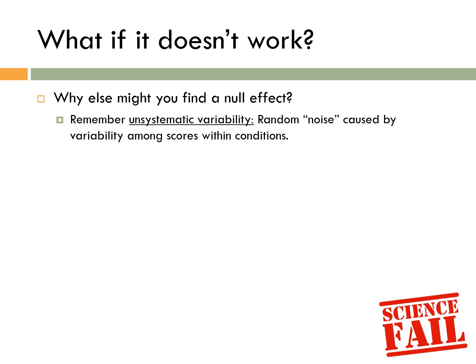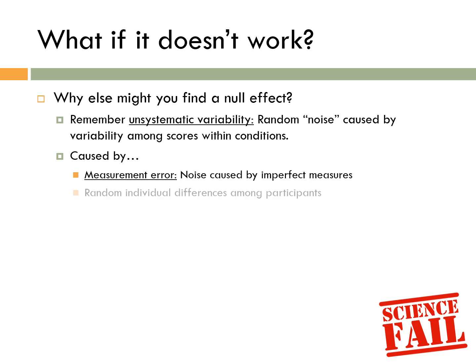And we are hoping through random assignment that the amount of noise in one condition is similar to the amount of noise in another condition. But sometimes that's not true. We might have some kind of measurement error, which is noise that is caused by imperfect measures. We might have just random individual differences among the participants that's causing a null effect. And we might have random differences in the context of when we're studying, how we're studying. And all of these might lead to a more systematic variability. And these are all things that we should be looking for.